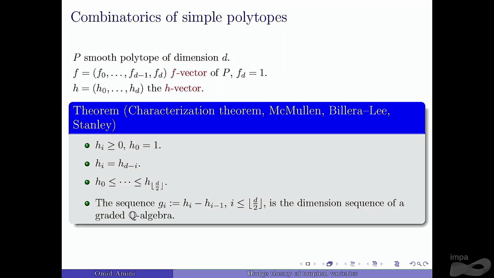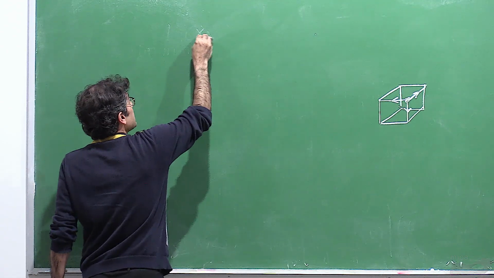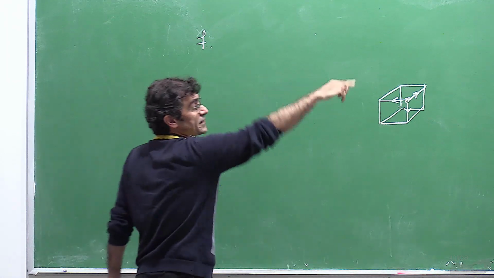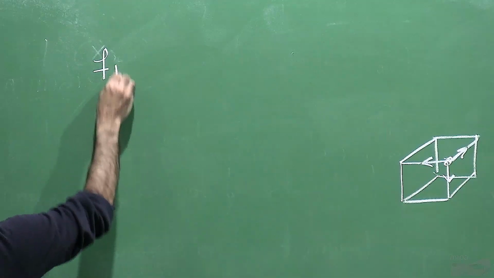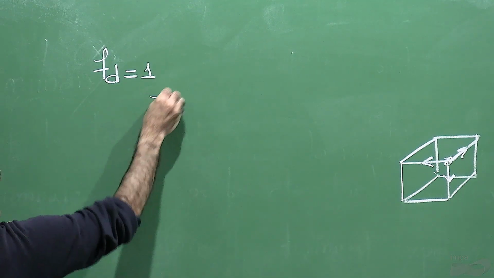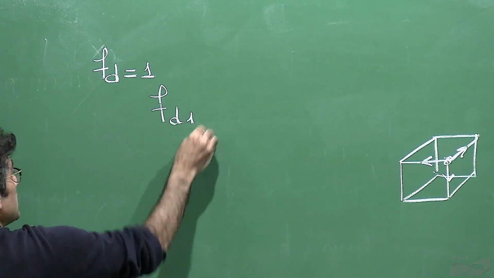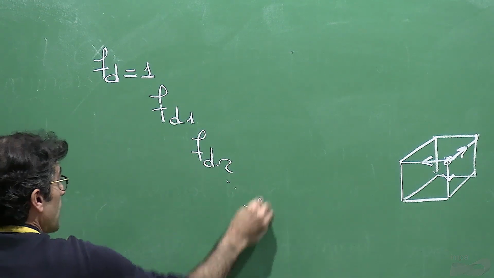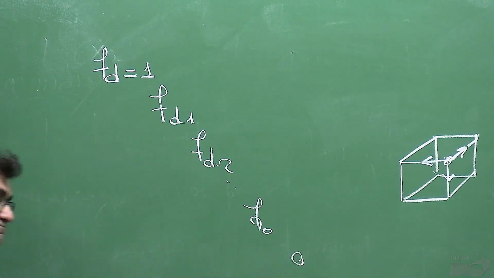Okay? So there is a beautiful classification of F vectors of smooth polytopes. And this is the following theorem. First of all, in order to get the classification, you have to transform your F vector to another vector, which is called the H vector. So you do the following trick. You start by putting the coordinates of this F vector in the following form. You take Fd, you put it here, and then you put Fd minus 1, Fd minus 2, and you go up to F0, and you put the 0 here.